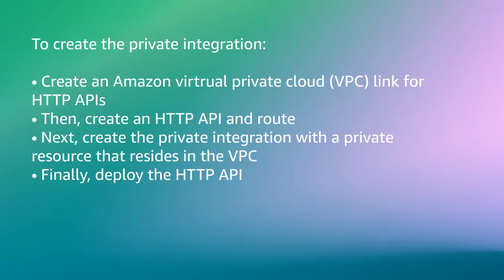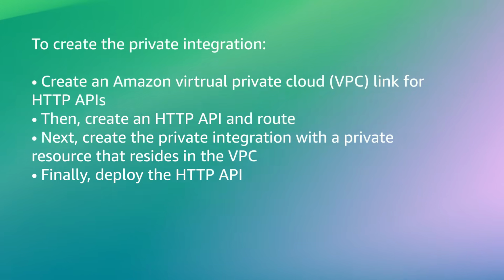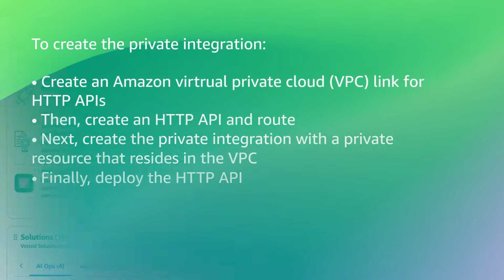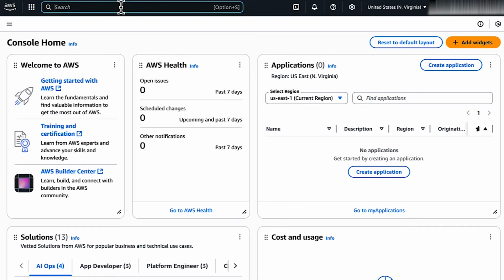Then we'll create an HTTP API and a route. Next, we'll create the private integration with an internal application load balancer. And finally, we'll redeploy the HTTP API. If you enable automatic deployments, changes to an API are automatically released for you. Let's start by creating the VPC link.